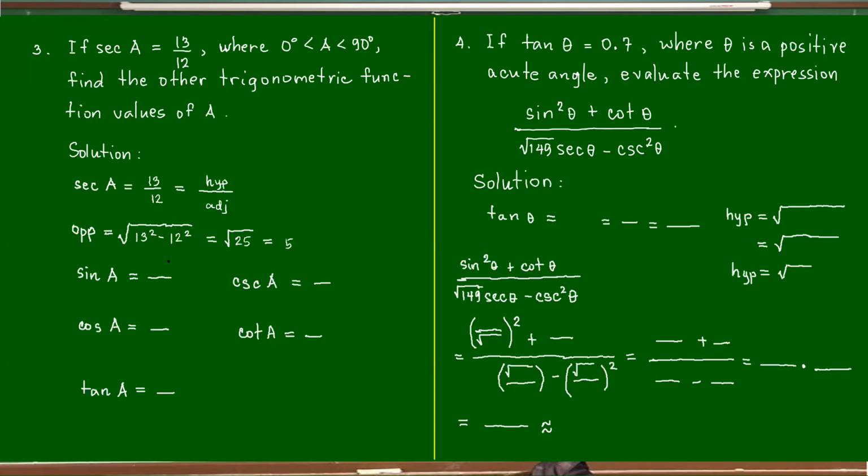So sine A is defined as opposite over hypotenuse, so that is 5 over 13. What about cosecant? Kabaliktaran lang yan eh. 13 over 5. Cosine A, reciprocal lang yan ng secant, 13 over 12, so 12 over 13. What about tangent? Tangent is opposite over adjacent, so that is 5 over 12. And then cotangent, just the reciprocal of 5 over 12, so that is 12 over 5. Oh, very easy, right?